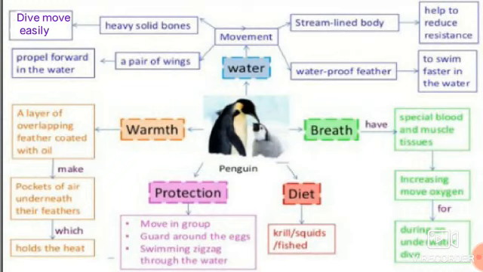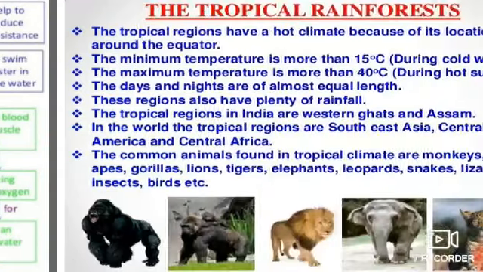A layer of overlapping feathers coated with oil and pockets of air underneath their feathers protect them from cold climatic conditions. Penguins huddle together to protect themselves from severe cold. Special blood and muscle tissues help penguins in breathing, especially when they dive underwater.